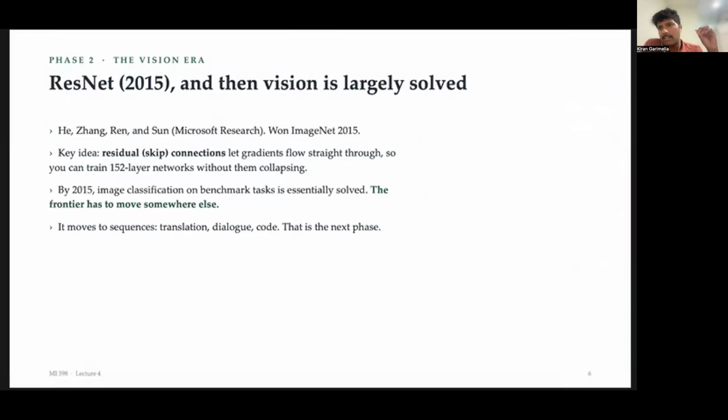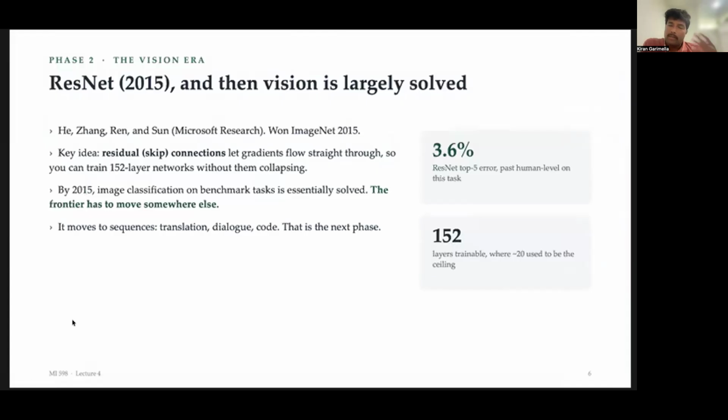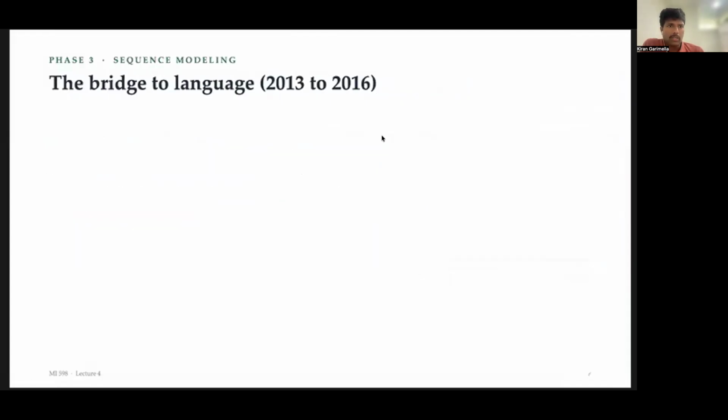They just solved vision to a large extent, right? And then people use this in many others, like in translation and dialogue, speech processing, code generation, and so on. And yeah, the ResNet paper is a big breakthrough. It's, I think, from people at Microsoft.